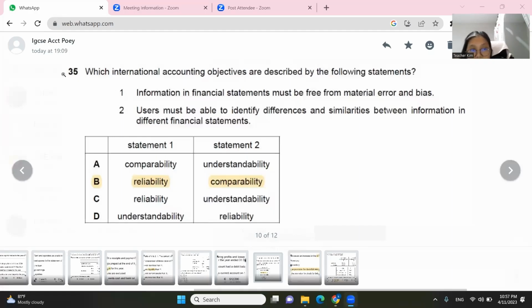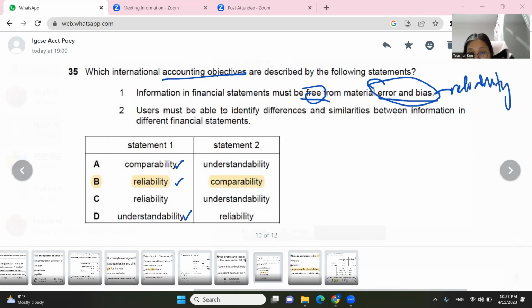Okay, next. Which international accounting objectives are described by the following? You have four objectives: comparability, reliability, understandability, and relevance. But here there is no relevance. Let's look into it. Information in the financial statement must be free from error and bias. When we see the words free from error and bias, this is reliability.